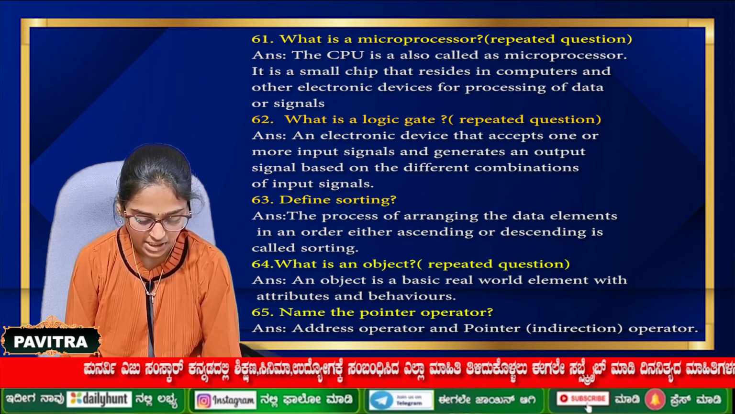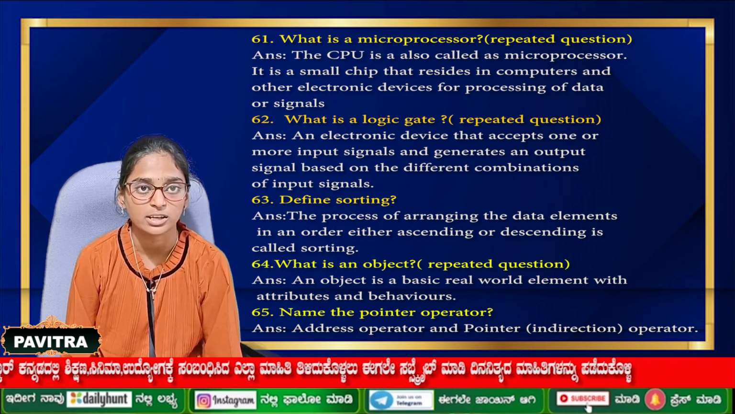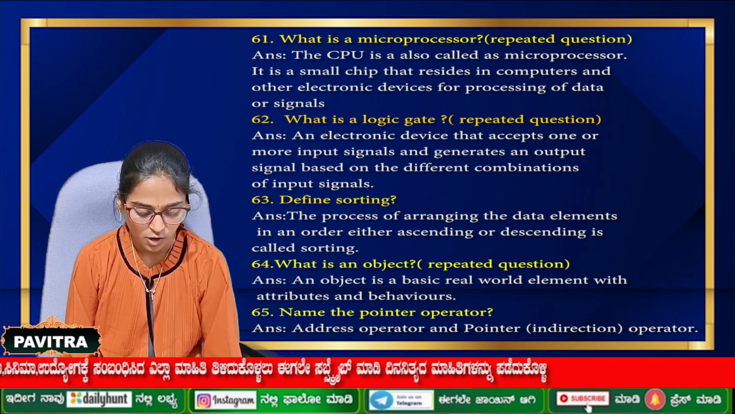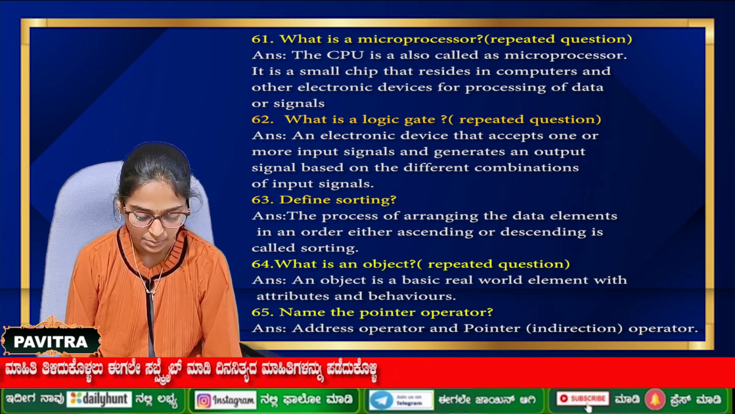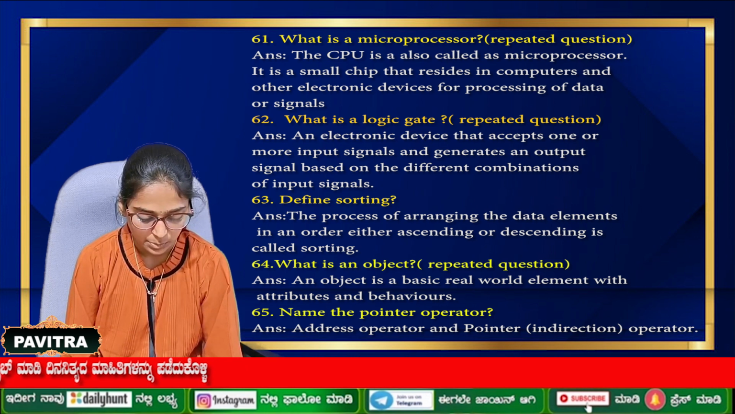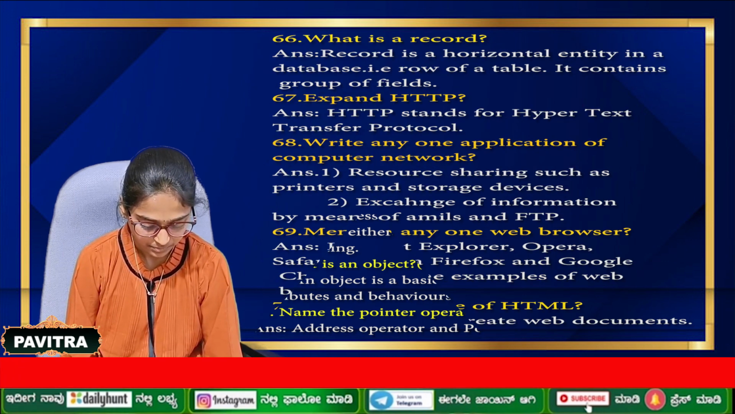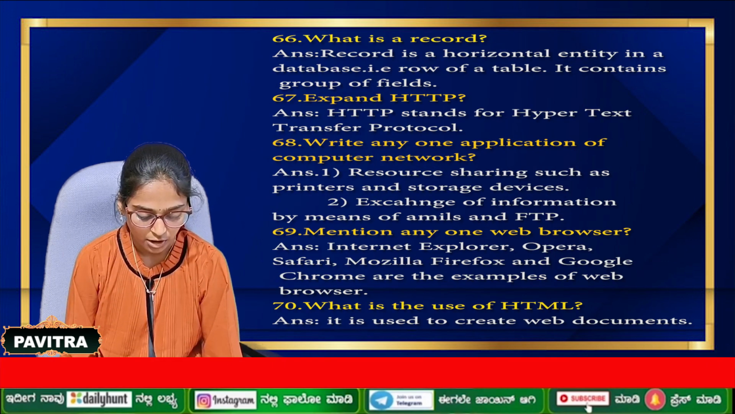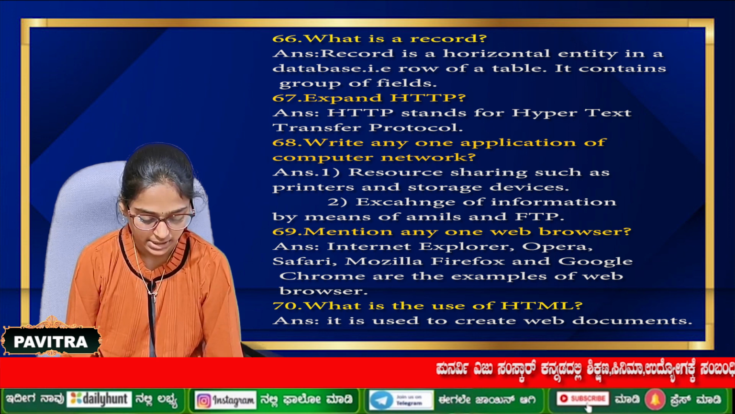63. Define sorting. The process of arranging the data elements in an order, either ascending or descending order, is called sorting. 64. What is an object? An object is a basic real world element with attributes and behaviors. This is also a repeated question. 65. Name the pointer operator, address operator, and indirection or pointer operator. 66. What is a record? Record is a horizontal entity in a database, that is a row of a table. It contains a group of fields.